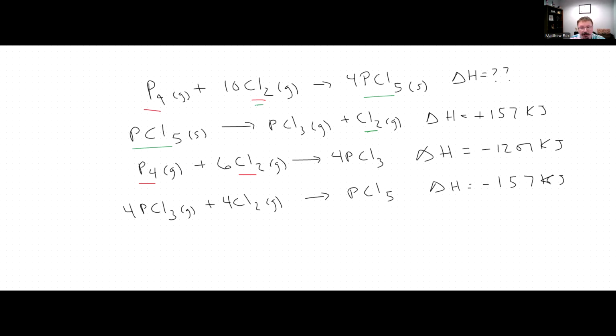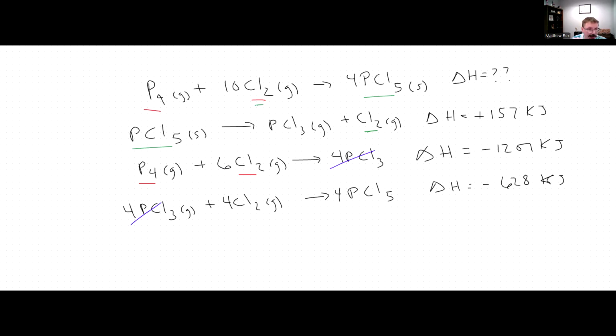And if I do that, I have to multiply my delta H by 4. So I'm going to take negative 157 and multiply it by 4. And that's going to give me negative 628. Now let's see what we can or can't cancel here. All right. So I've got 4 PCl3s here on the reactant side and the product side there. I think I can cancel those. I don't think anything else will cancel.